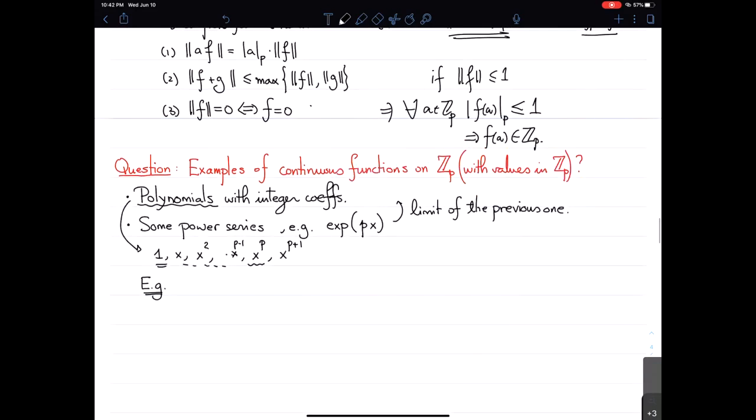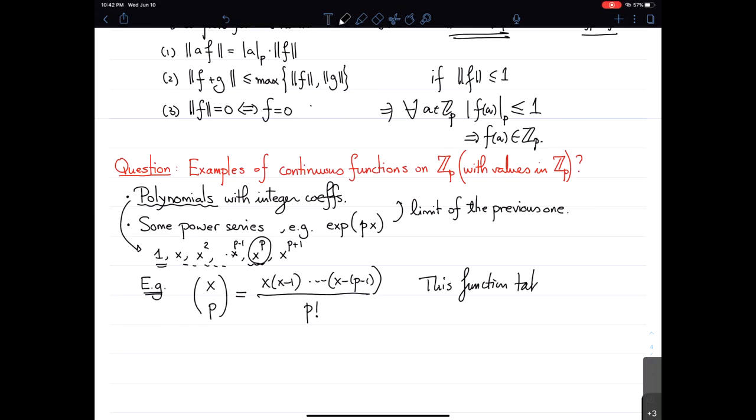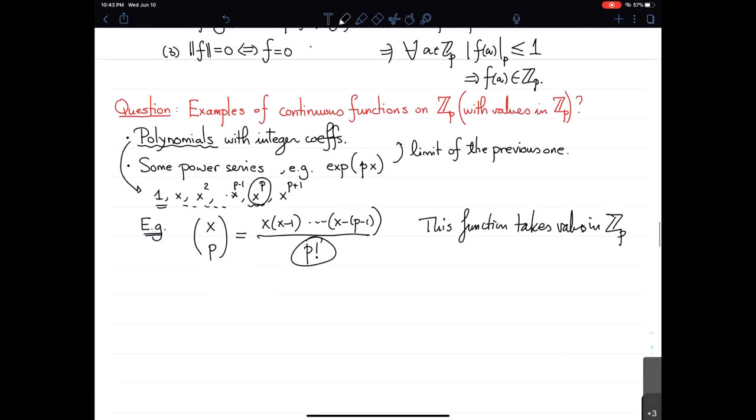So let's give you another polynomial, which doesn't have integral coefficients, but takes integral values. So this is a binomial coefficient. This is this function, x choose p. I want to say that this function takes values in Z_p, despite you have a p in the denominator. So let's try to prove this.